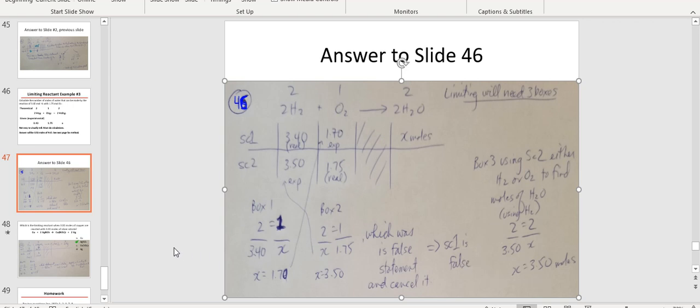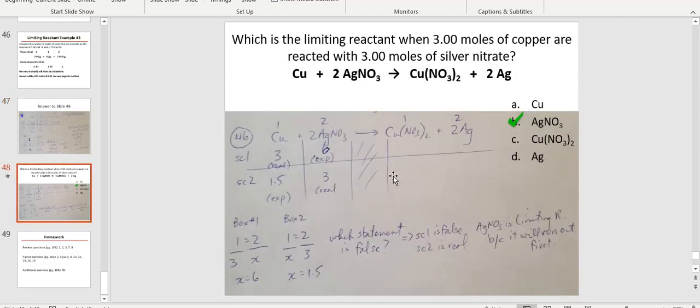Okay, what do we got here? And again, the same question, just different numbers. Which is the limiting reactant when 3 moles of copper are reacted with 3 moles of silver nitrate. Here I'm just asking for which one is going to go to 0 first. Set up your scenario 1, scenario 2, real, do a box, find an experimental. Okay, do another box, real, find your experimental. Which one is bogus? Cancel it, go forward with the other one, find your answer.